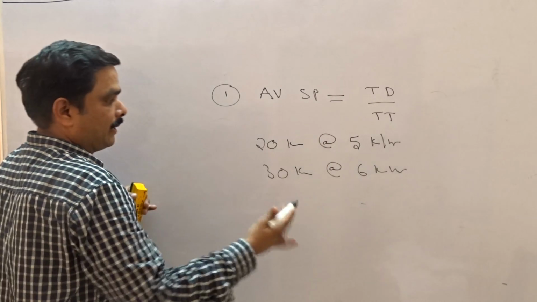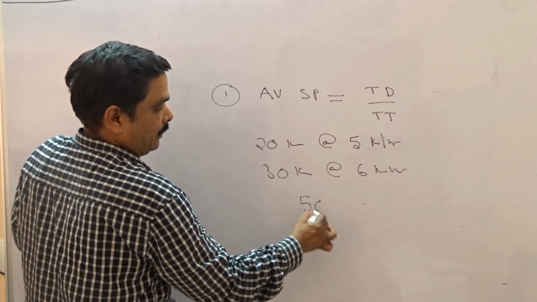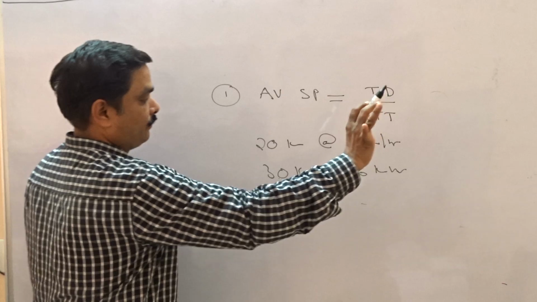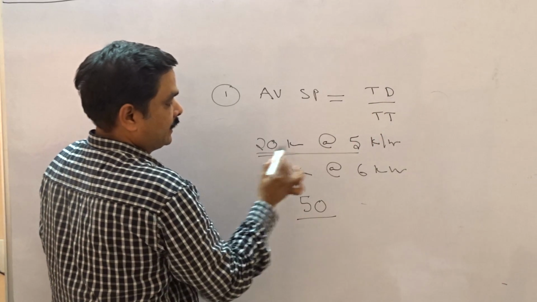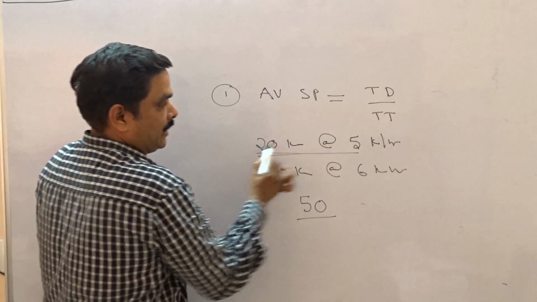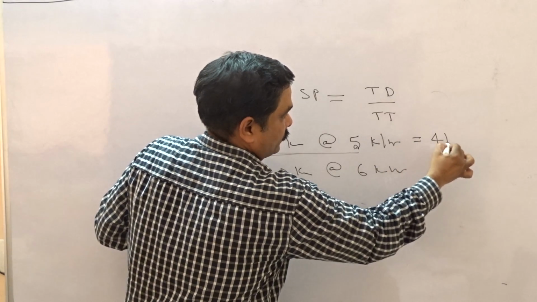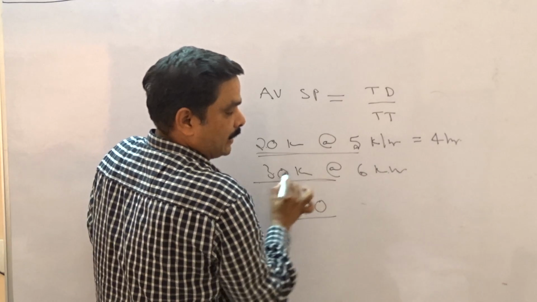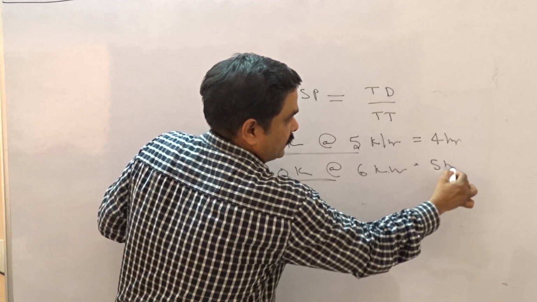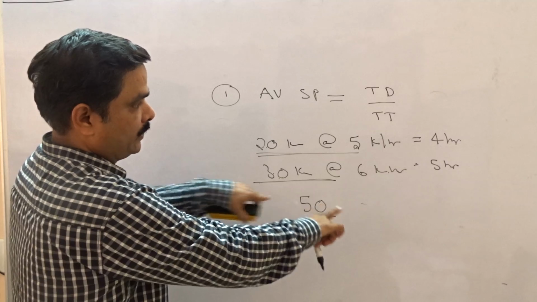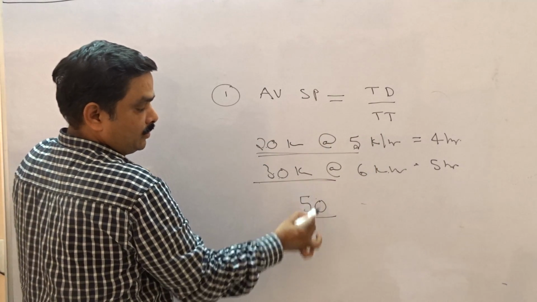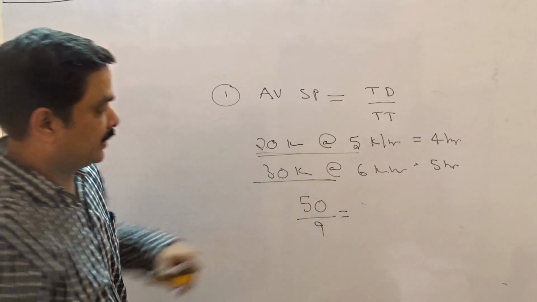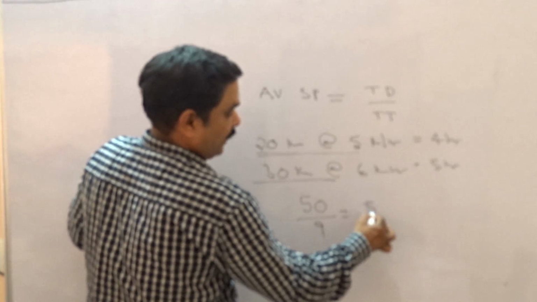Average speed is total distance travelled, 50, by total time taken. Now the time taken in the first case is distance by speed, 20 by 5, that is 4 hours. The time taken in the second case, 30 kilometers at the rate of 6 kilometers per hour, is 5 hours. So the total time taken is 9 hours. Total distance by total time will give me the answer. Now 50 by 9 kilometers per hour, or 9 5s are 45.